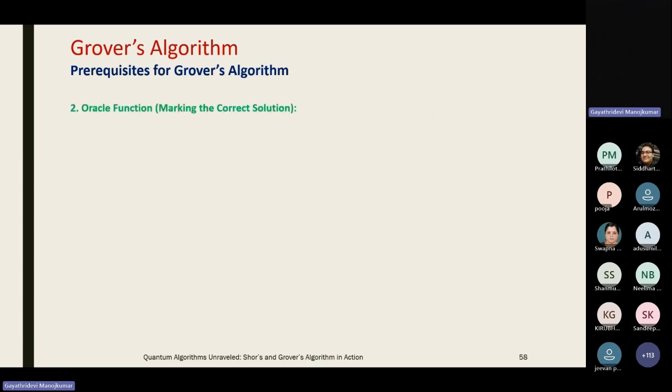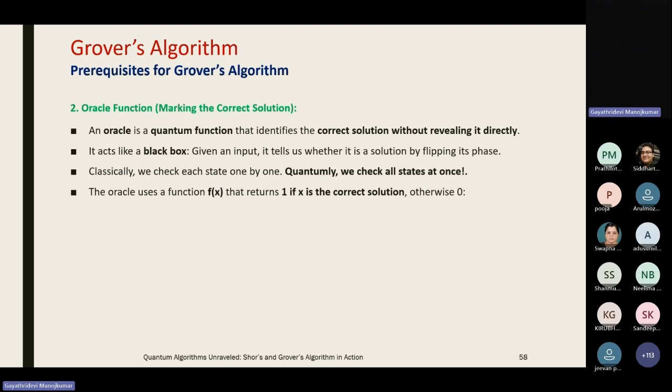The next one is known as the oracle function. This is a very important function in Grover's, where we are going to apply interference to the correct solution. This is a quantum function which is used to identify the correct solution. It acts like a black box or a hidden box. If we give it an input, it tells us whether it is a solution by flipping its phase. It will give the solution. Classically, we go through the states one by one.